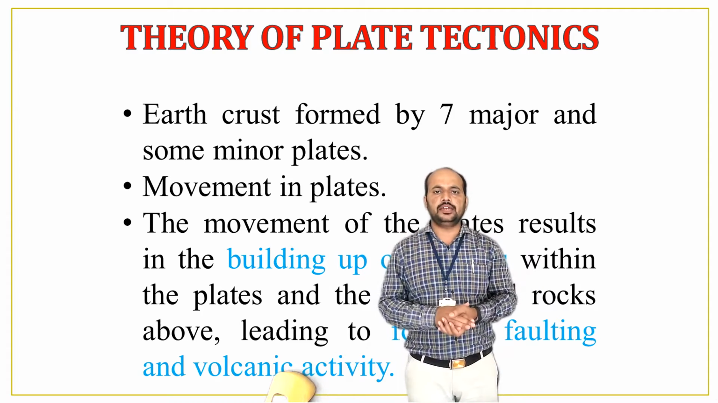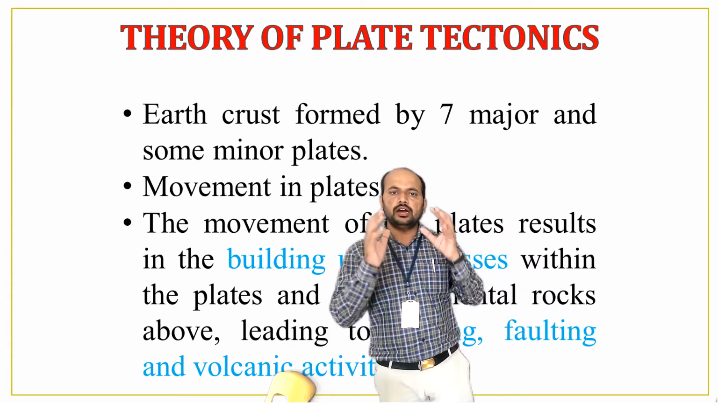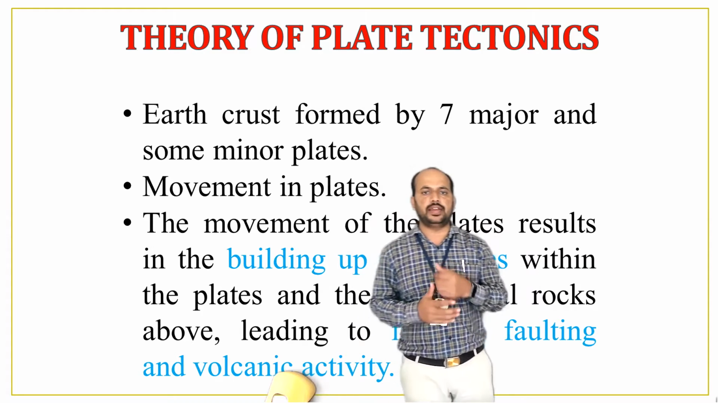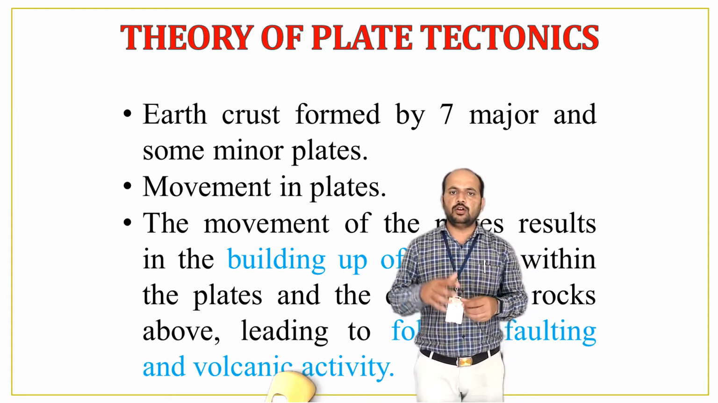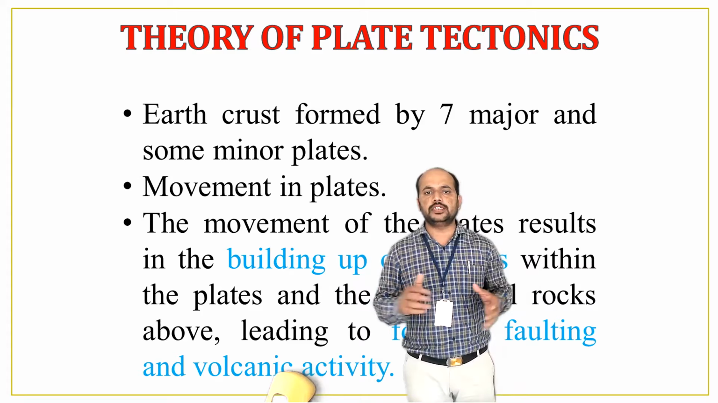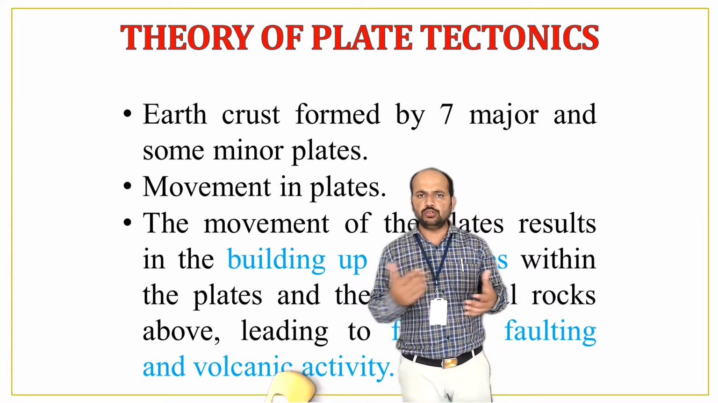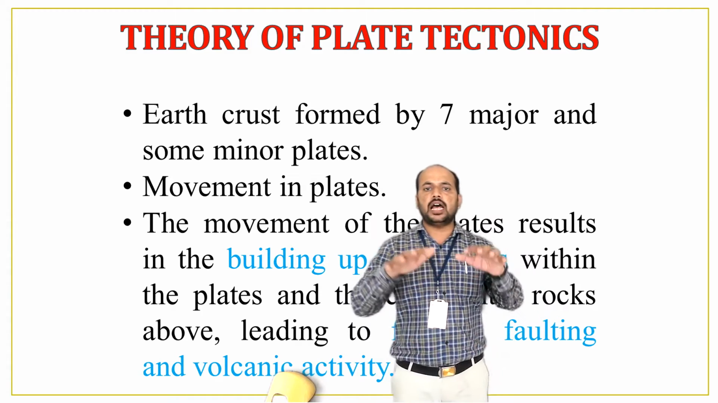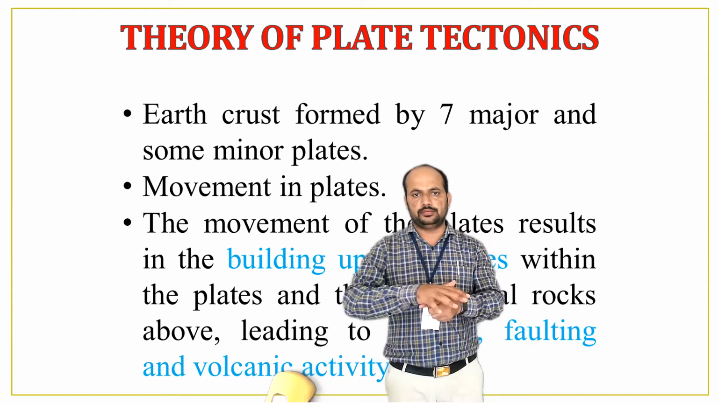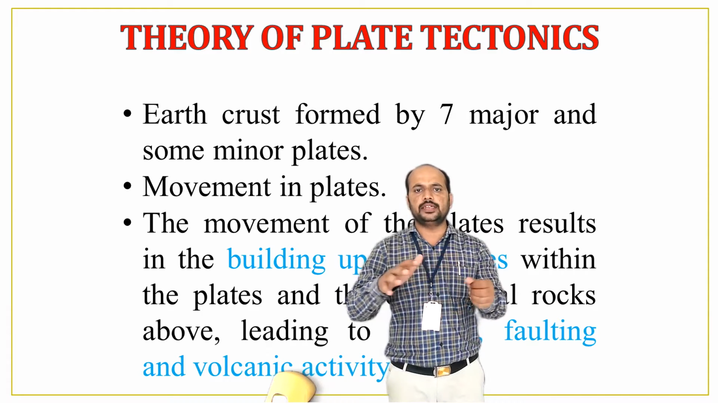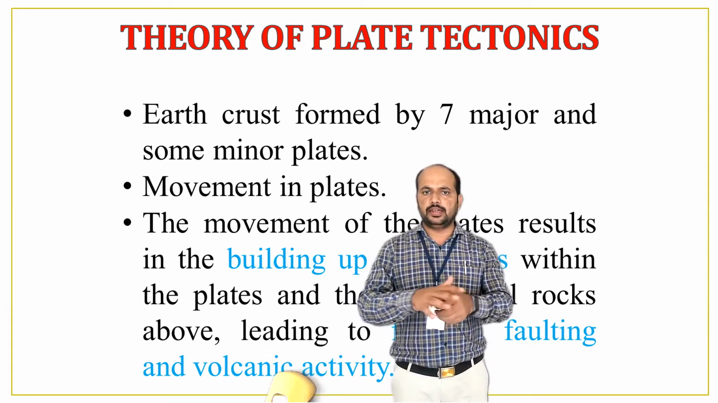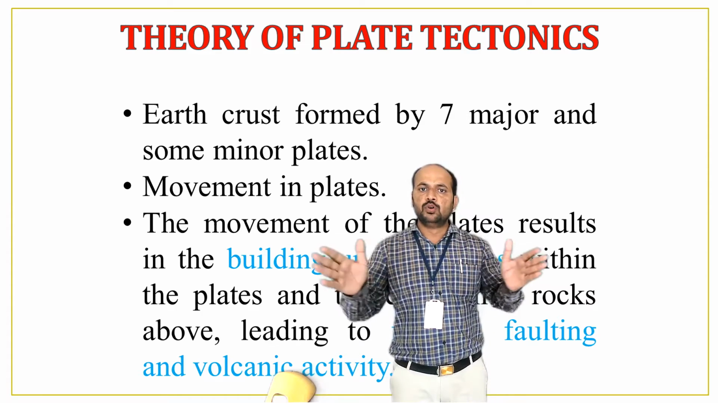Now, this theory tells us that our earth crust has been formed by 7 major and some minor plates. These plates are always moving. How are these plates moving? Because these plates are floating on the mantle. Mantle, you know that it is a semi-liquid region. So, as they are floating on the mantle, they are moving.